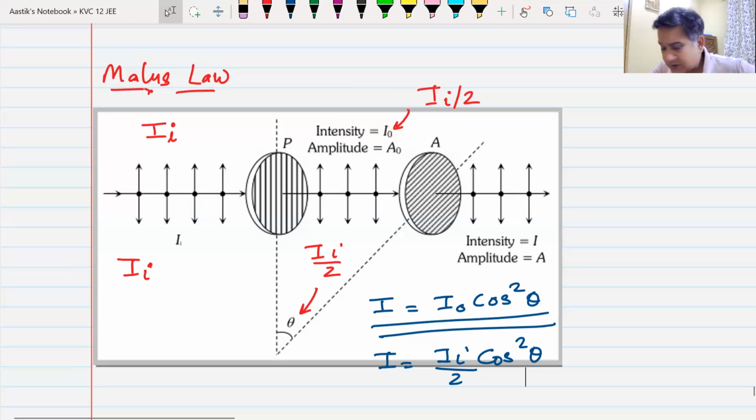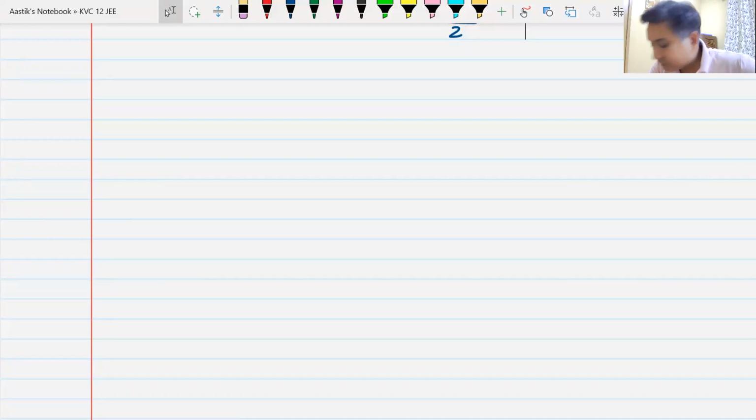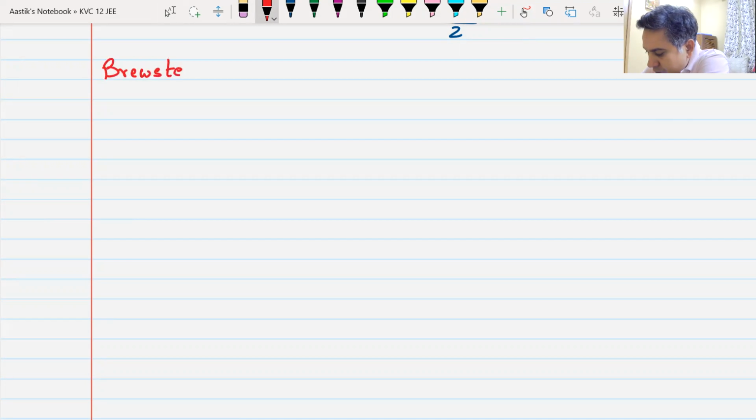This was Malus law. Instead of going on to the question of Malus law, let us first do the other law as well, so that we can do one question each of both. The next one is known as your Brewster's law. What is this Brewster's law? So write the heading Brewster's law. Two things we had to study here.